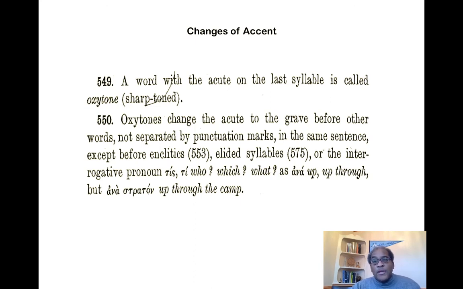The word with the acute on the last syllable is called oxytone, sharp-toned. Oxytones change the acute to the grave before other words not separated by punctuation marks in the same sentence, except before enclitics, elided syllables, or the interrogative pronoun tis, ti, as ana, but anastraton, up through the camp.